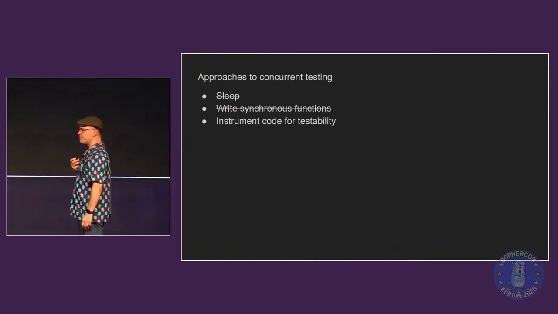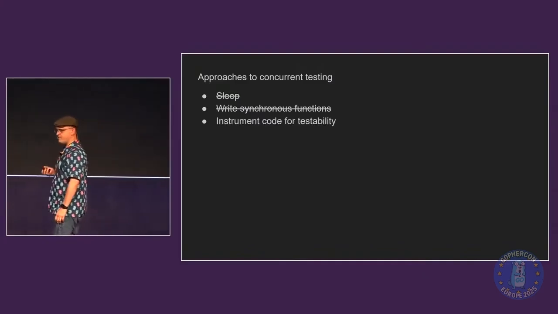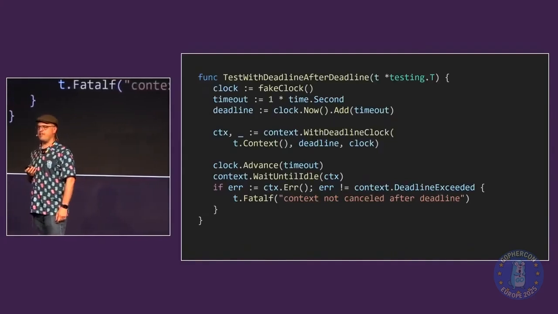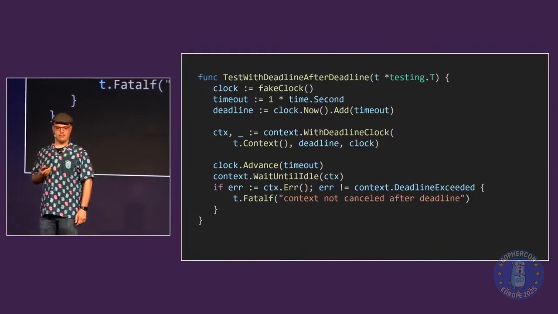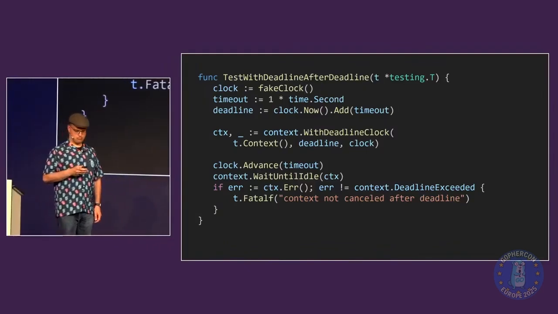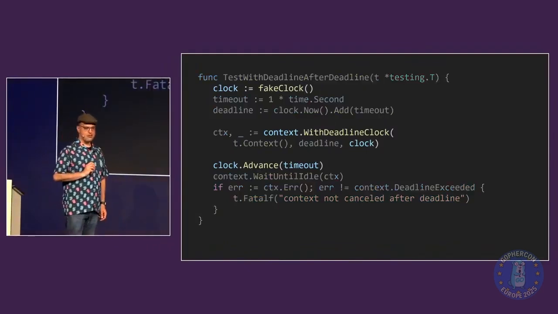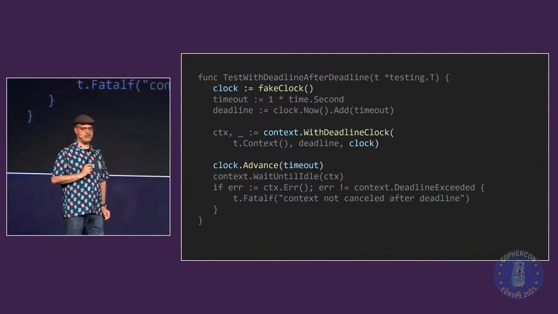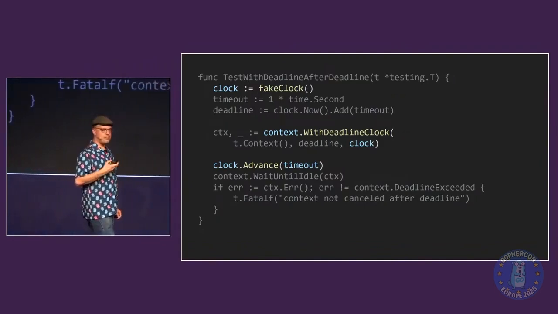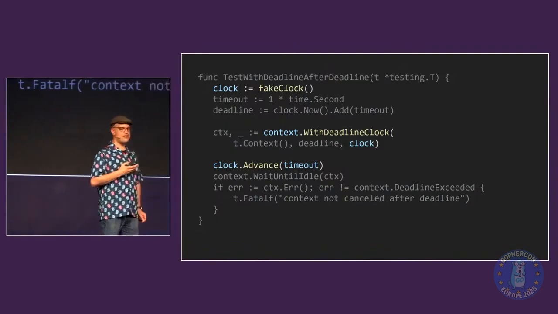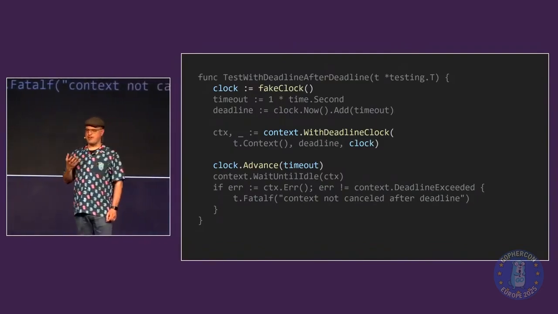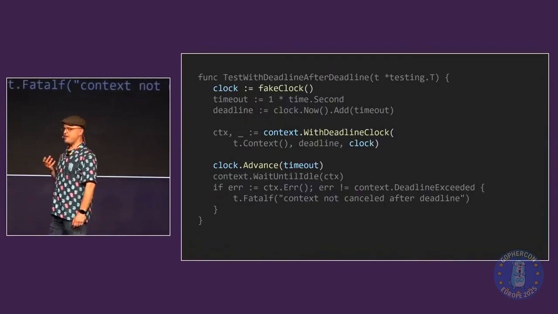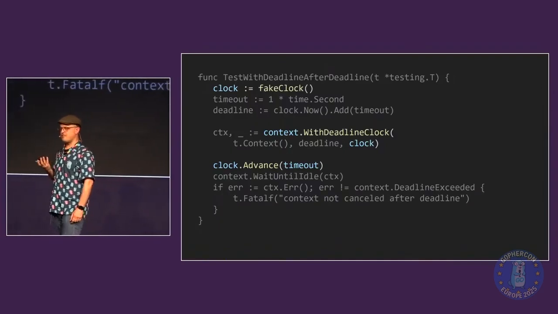A better approach is to make our code more testable. And here's an example of what this might look like for our WithDeadline test. Oops. So instead of using real time, we'll use a fake time implementation. Using fake time avoids unnecessarily slow tests because we never wait around doing nothing. It also helps avoid test flakiness, since the current time only changes when the test adjusts it.